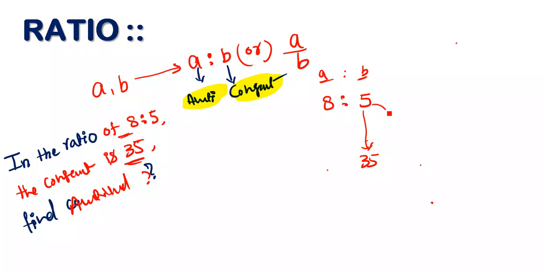So for 5 parts to become 35 parts, how many times? 7 times. Okay? 5 sevens are 35. Same like this, 8 sevens are 56, guys. So the answer is 56. The A value is how much? 56, guys. Clear, guys, all of you?